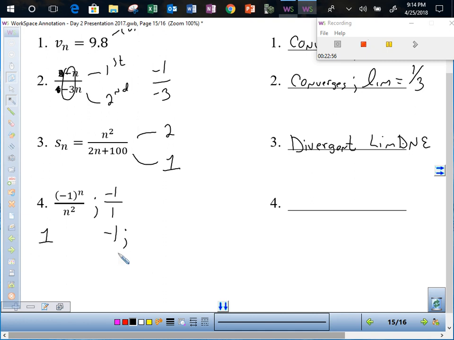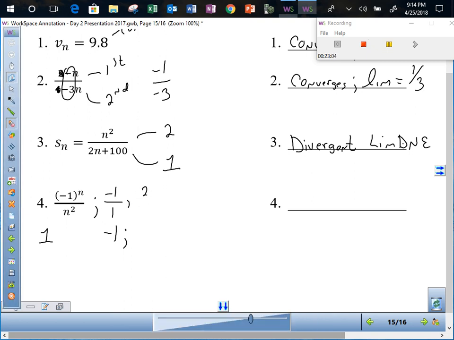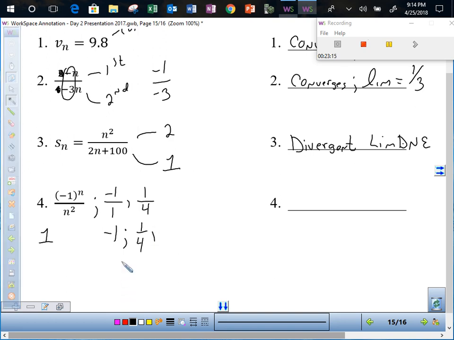Now let's plug in a 2. -1 squared is 1, over 2 squared, which is 4. So my second term is 1/4. Now let's plug in a 3. -1 cubed is -1. 3 squared is 9. One more. Let's plug in a 4. -1 to the 4th is 1.